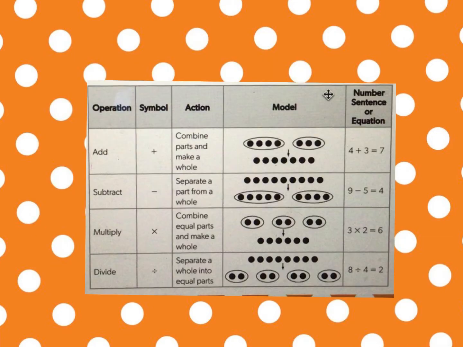Here are some of the different operations that we've been working on, like adding, subtracting, multiplying, and dividing. Adding and multiplying is whenever we're combining parts and making a whole. The trick with multiplying, though, is the equal parts. And subtracting and dividing is when we're separating a part from a whole. So we already have our total. We're just taking some away from it. And if there are equal parts, we're going to divide it.